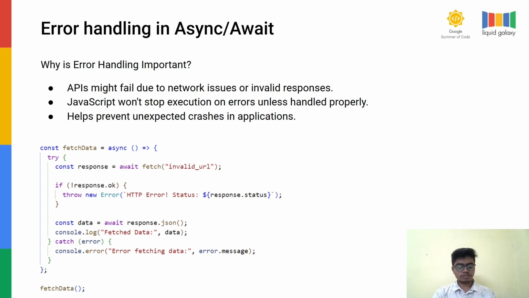You have already seen many examples where we have used a try catch block, so I think you are familiar with it. The best practice is whenever you make any API calls or related things, you must wrap the function inside a try catch block for better readability and maintainability.